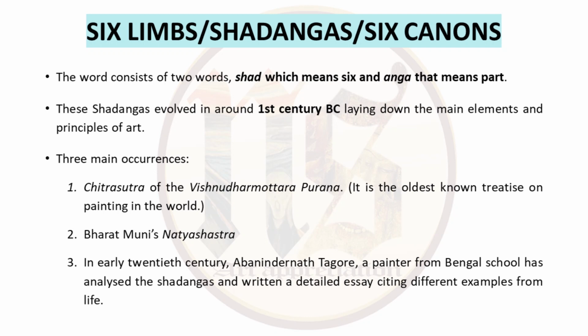There are 3 main occurrences. First is the Chitra Sutra of Vishnu Dharmottar Puran. It is also the oldest known treatise on painting in the world. Second occurrence came in Bharat Muni's Natya Shastra. People who are interested in classical dance would know that. And in the early 20th century, that is the modern times, Abanindranath Tagore, a painter from the Bengal school, which is also in your syllabus, has analyzed these Shadanga, and he has written a detailed essay giving different examples from life.